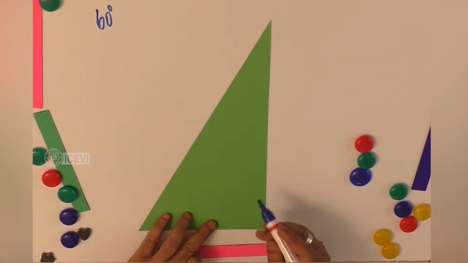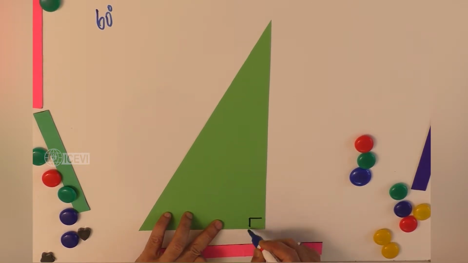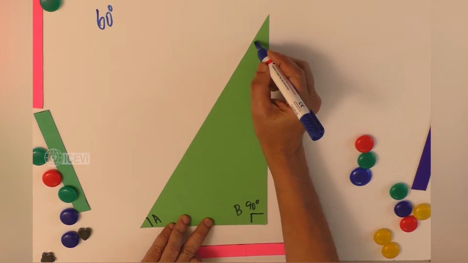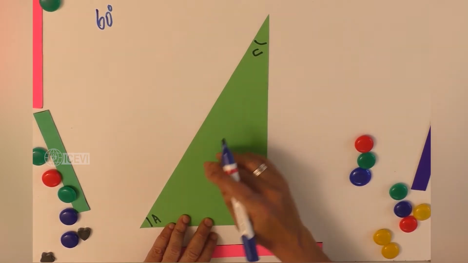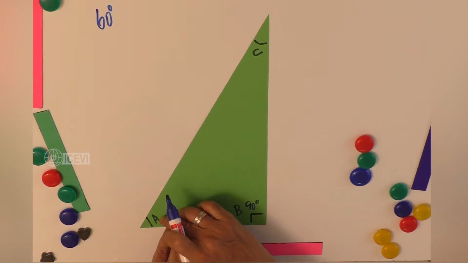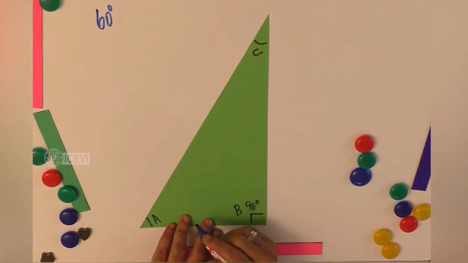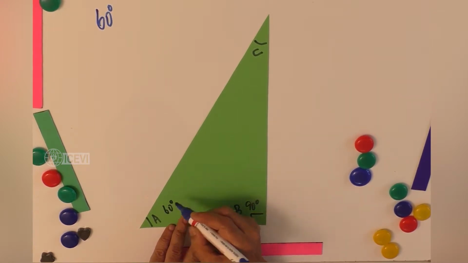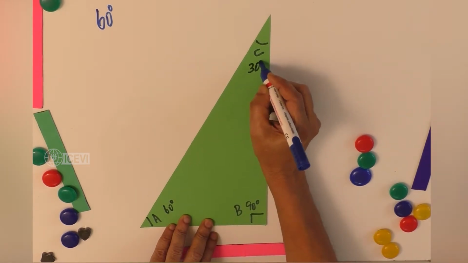So the one angle is B, that is 90 degrees. Let us call the other two angles A and C. As this is a right angle triangle, angle A and angle C are acute angles. Now we noticed that angle A is 60 degrees, angle C is 30 degrees.